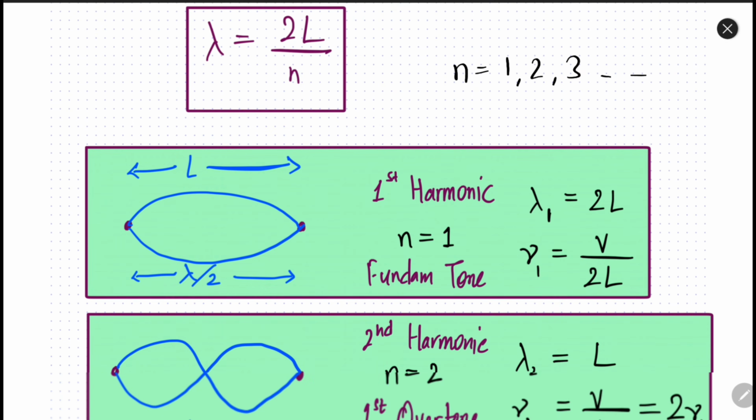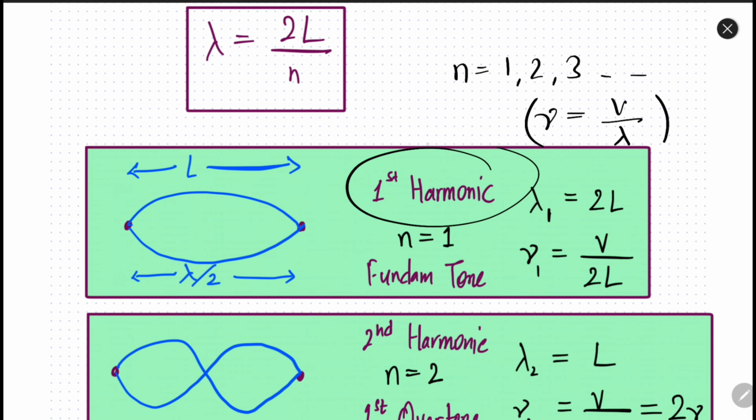If we put the values of n, when n is equal to 1 we get this type of shape. In this shape lambda will be equal to 2L because n is equal to 1, and frequency can be found out by velocity upon wavelength, so it will come out to be v by 2L. This first shape is called the first harmonic, and this tone is called the fundamental tone.